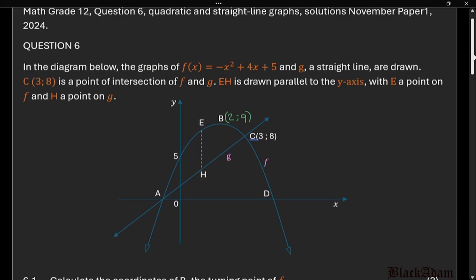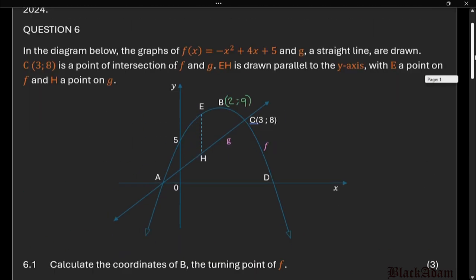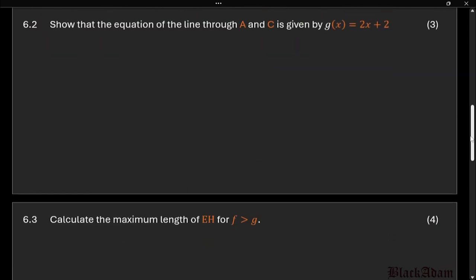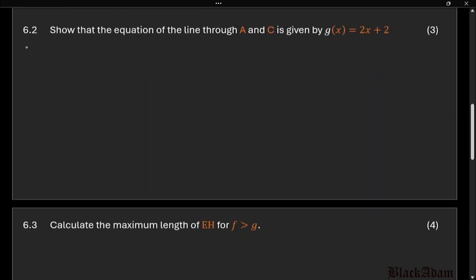And then let's go to the second question. The second question says show the equation of the line through A and C. Okay, so we have C values known, so we need the value for A. We know that at A, x should be negative, and our y is 0.